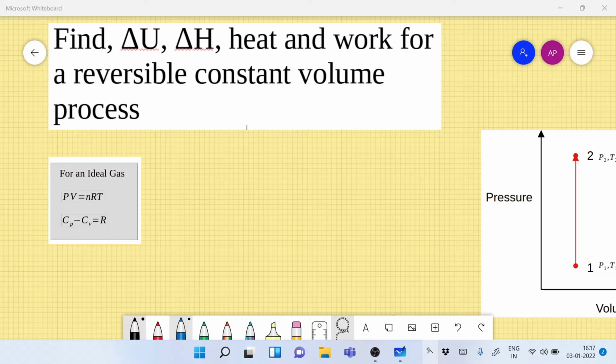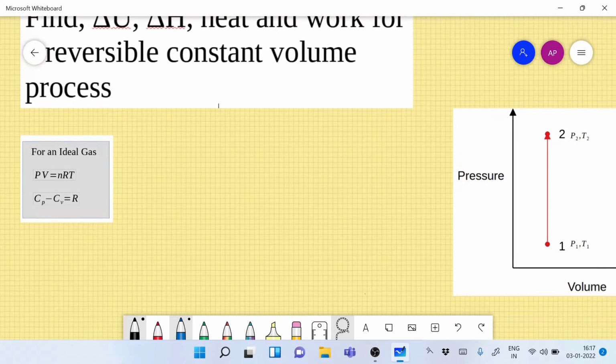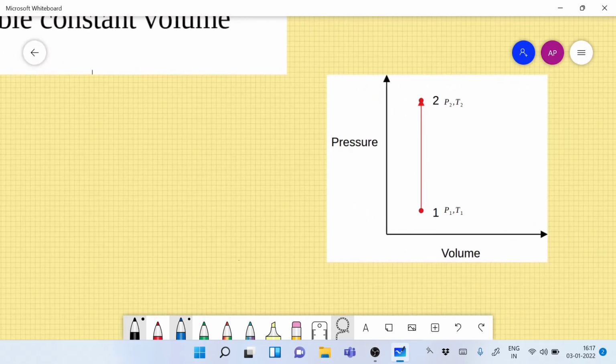Today we will learn how to find the change in internal energy, the change in enthalpy, heat and work for a reversible constant volume process. The fluid on which the process is being done is an ideal gas. For an ideal gas, we are aware that pressure into volume is equal to nRT and Cp minus Cv is equal to R. Now let's visualize this process.